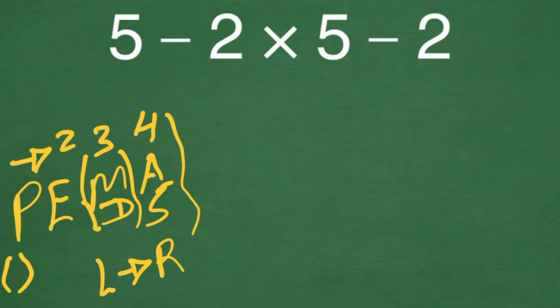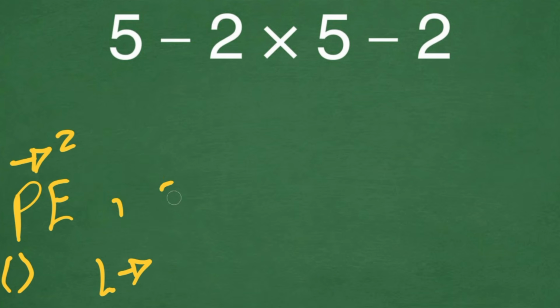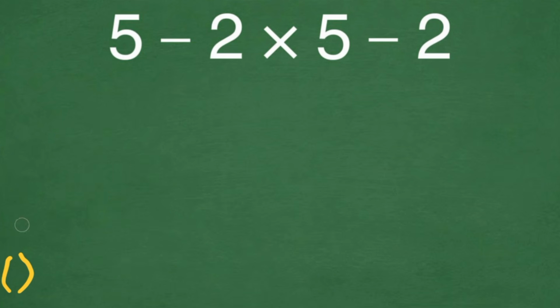So that is the logic of this rule, and it gives a consistent answer every single time to everybody, so everybody would get a similar answer and we wouldn't argue over mathematical expressions, right? So that is the idea of the rule.